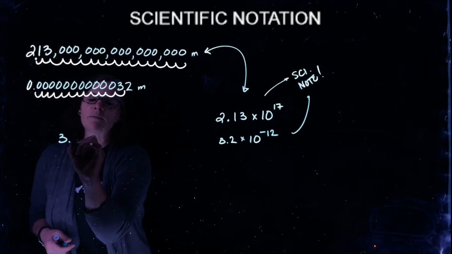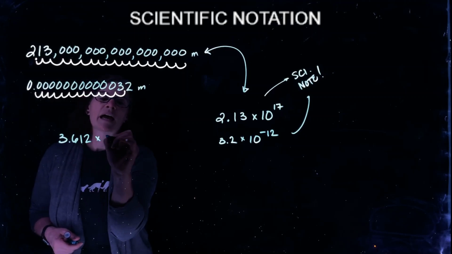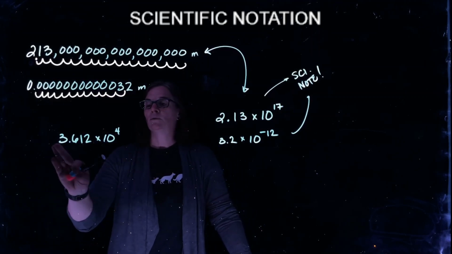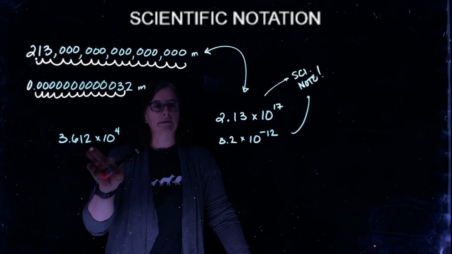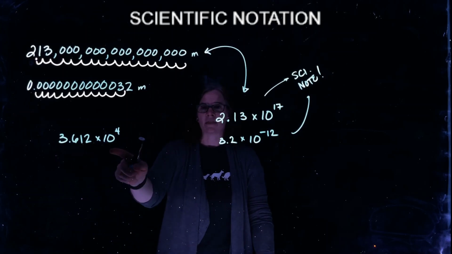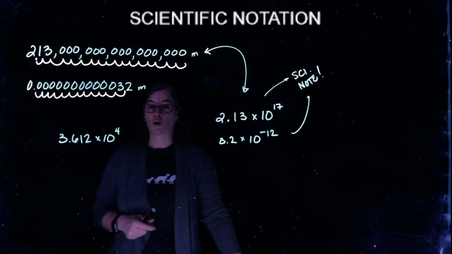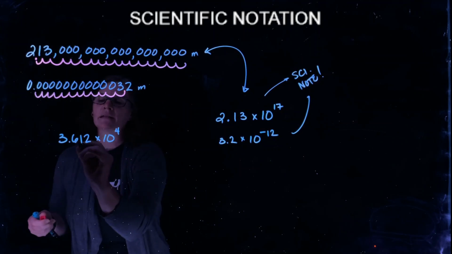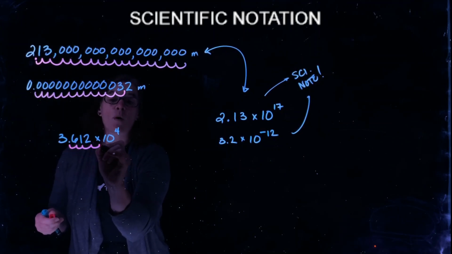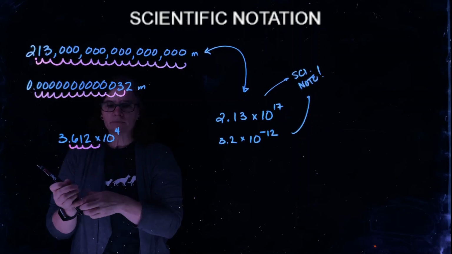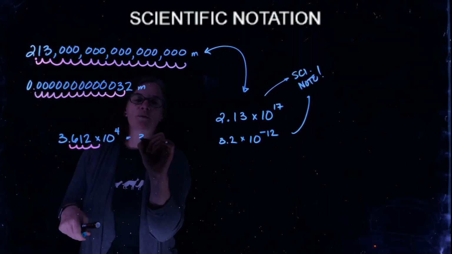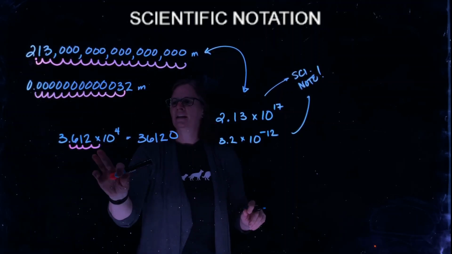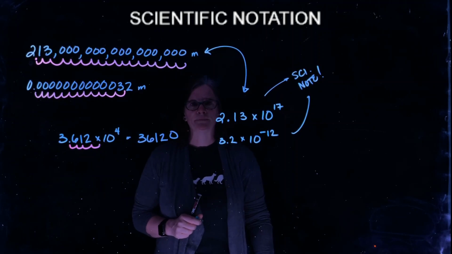If my number was 3.612 times 10 to the 4th, scientific notation, one number in front of the decimal, and then the significant numbers after, and then a multiplier by 10, 4 times. Well, I would move my decimal place over 4 spots. 1, 2, 3, 4. There's a 0 missing there. This number then must equal 36120. So I would add that 0 over.